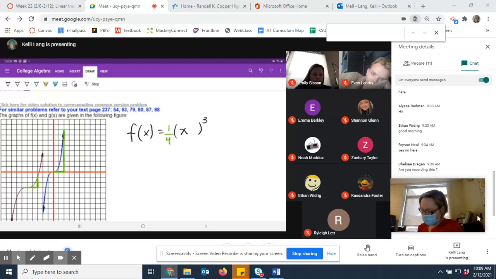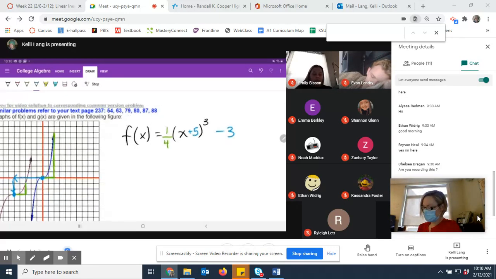All right, now let's account for our shifting. It looks like we go left. So if this is where we ended up, this is where we started, we go left 1, 2, 3, 4, 5 units, which is a +5. And then we went down 3 units, which is a -3 on the outside. So this is the answer that we would type in.